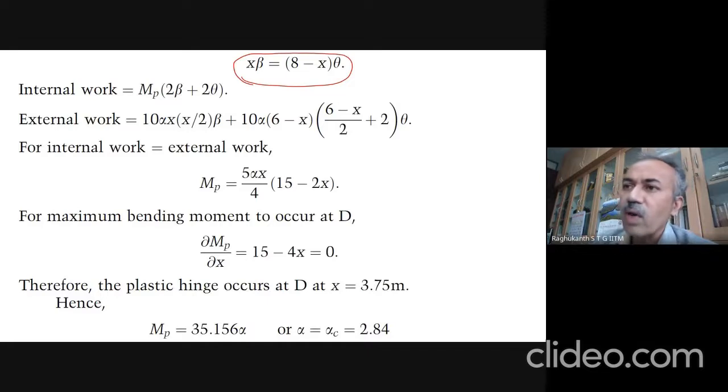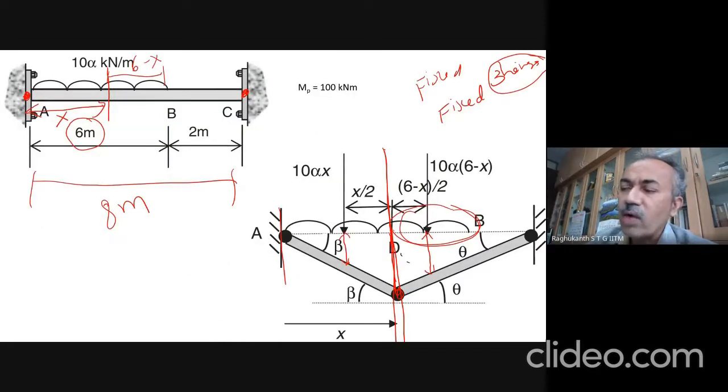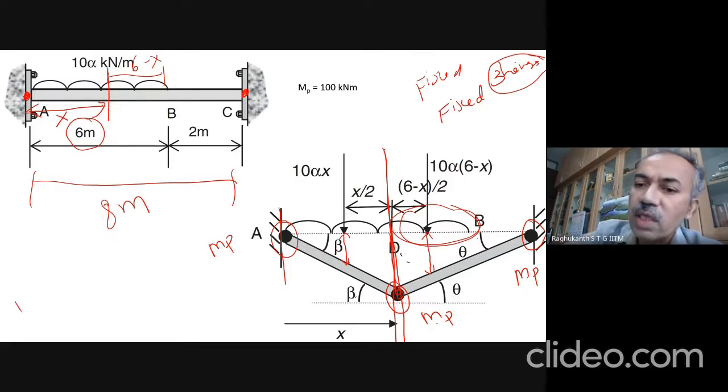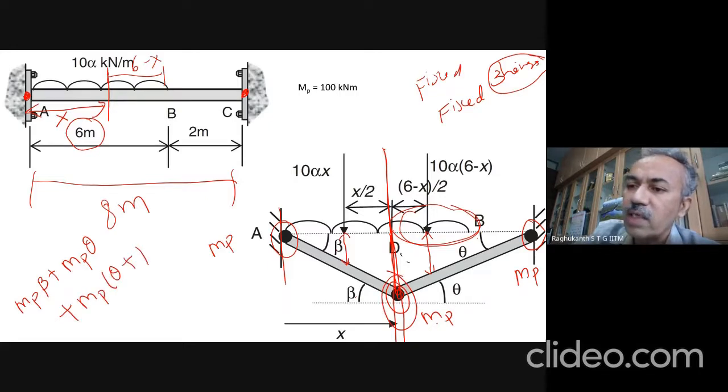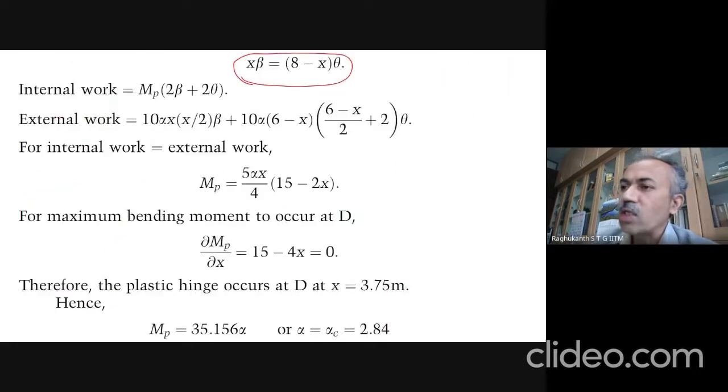Now to find the internal work done, three hinges are there. At all the hinges, the bending moment is MP, here also it is MP, and here also it is MP, because it cannot exceed MP. So the internal work will be MP into beta, then MP into theta, then MP into beta plus theta. So MP into beta plus MP into theta at the supports, then at the place where the hinge is forming, MP into theta plus beta. If we sum up everything, it turns out to be MP into 2 beta plus 2 theta.